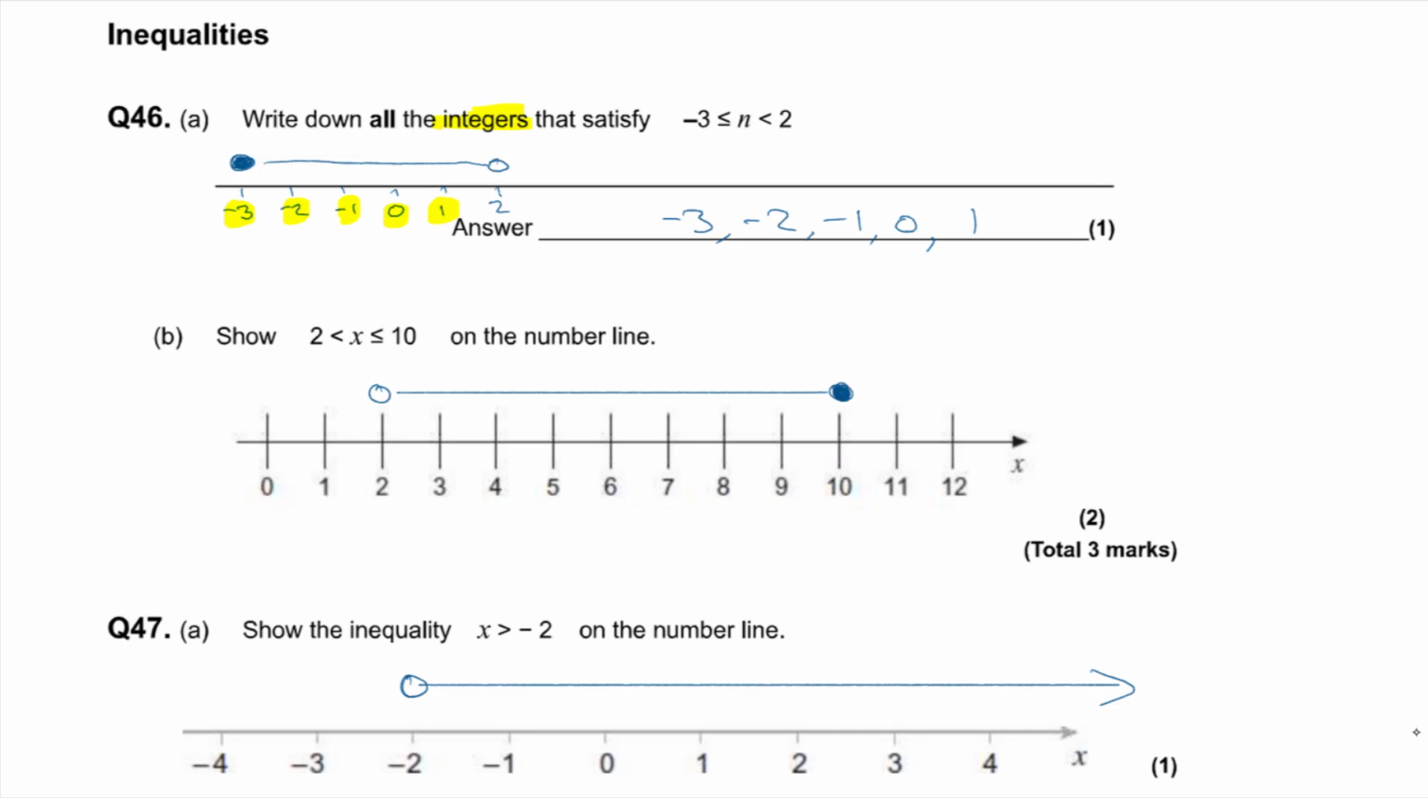Okay. Do I fill in that O there? No, I don't, because x needs to be strictly greater than negative 2. So open circle at minus 2 and an arrow pointing off to the right.